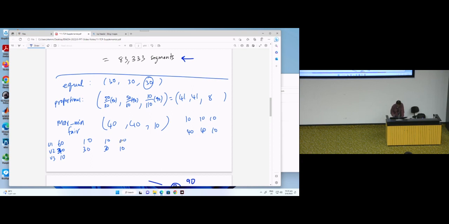Wait, no, sorry. Yeah, 20, correct. So 20, 20, so that's now 40 gone. So there's 20 left, right? And then you would just give that.